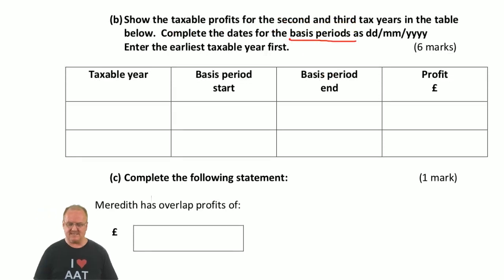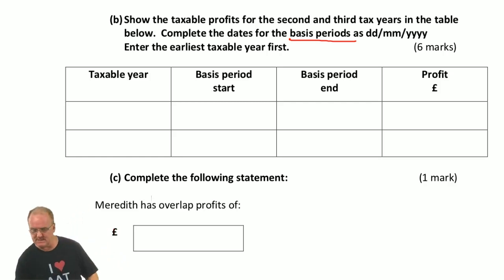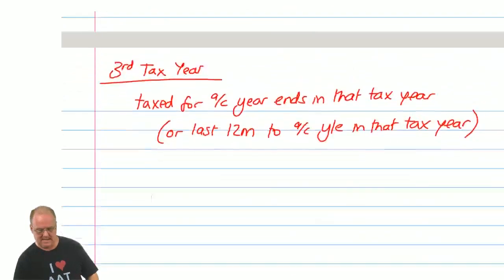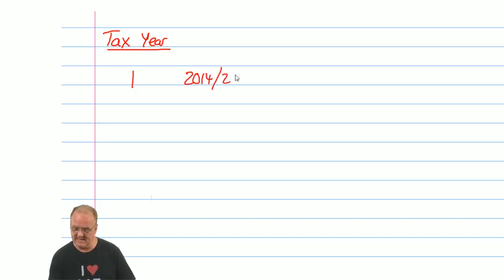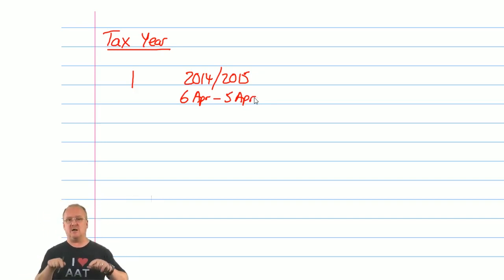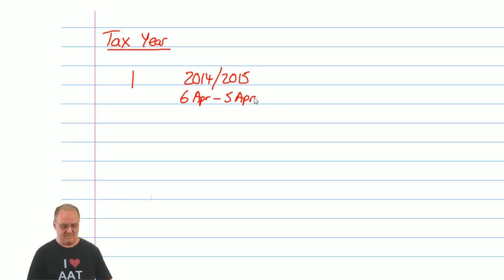But for a bit of extra practice, we are going to do all three of the first 3 tax years. We only have to do 2 and 3 for the assessment. But let's come down here and use our rules. Well, the first tax year is going to be tax year 2014-2015. So in other words, the 6th of April 2014 to the 5th of April 2015, because she starts her trade within that 12-month period.